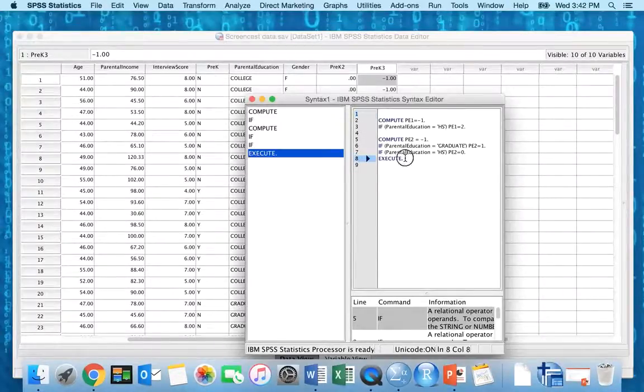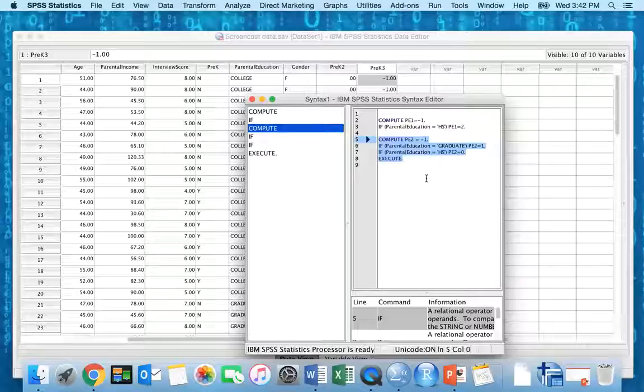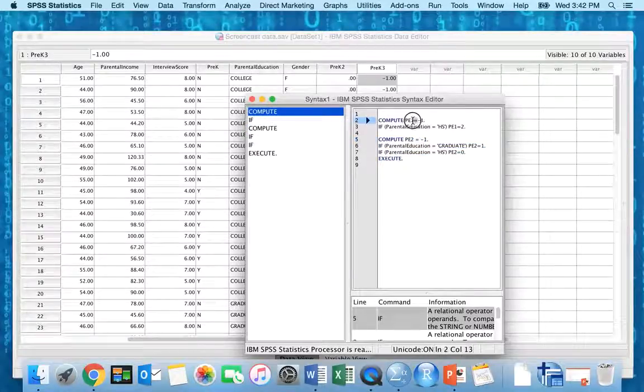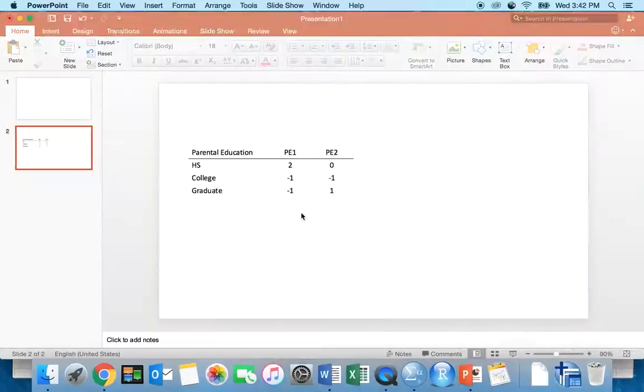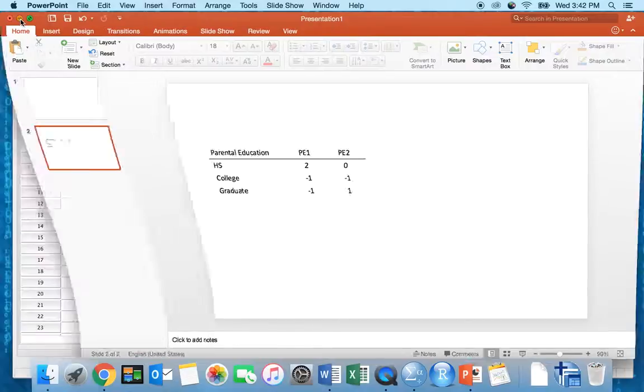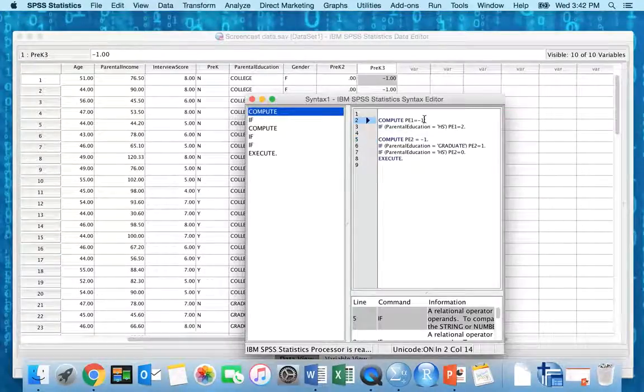All right, so we need that syntax here. The syntax becomes a little bit more complicated in that I need to create 2 different variables, PE1 and PE2. All right, so PE1 is going to be somewhat straightforward because we're going to have -1 for both of these groups and just a 2 for the other group. So what I'm going to do is start out with -1 and just create a variable that's -1 for PE1. And then I'm going to go back and tell SPSS, hold on, if parental education is high school, change that to a 2.